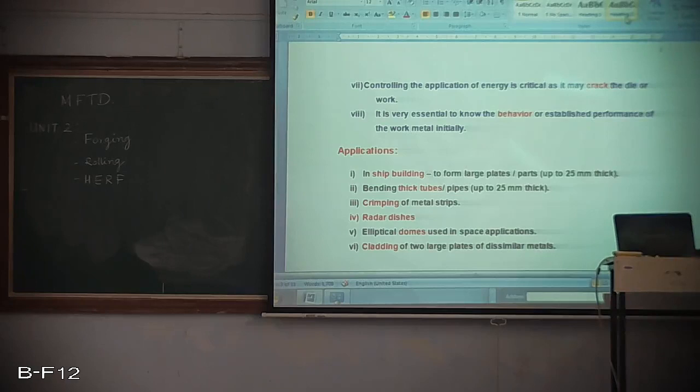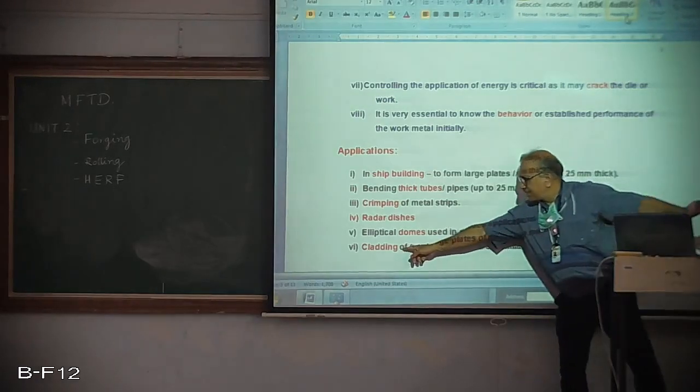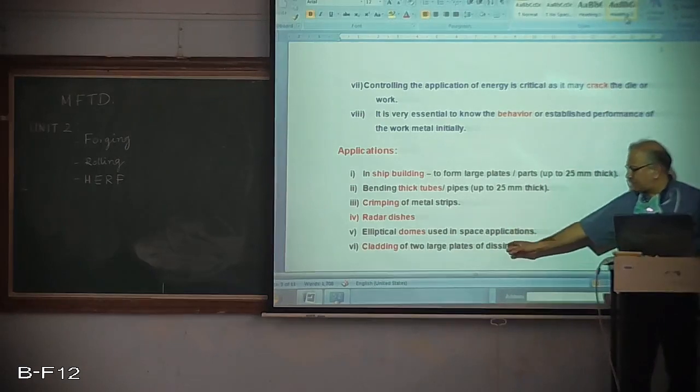The crimping of metal strips. Crimping is the deformation process where two metals are in intimate contact with one another with zigzag surfaces so as to provide interlocking. That's crimping. Another application is radar dishes, elliptical domes in space applications, maybe the head of a missile, and the cladding of two different plates, maybe small or large, especially for large.